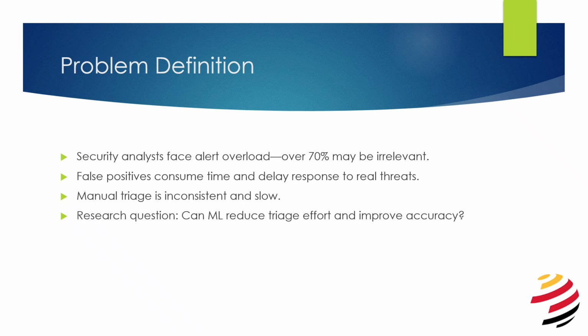Security analysts face overwhelming alert volumes, over 70% of which might be irrelevant. These false positives consume time and delay the response to real threats. Manual triage is often inconsistent and slow. Our guiding research question became, can machine learning reduce triage efforts and improve accuracy in classifying cybersecurity alerts?